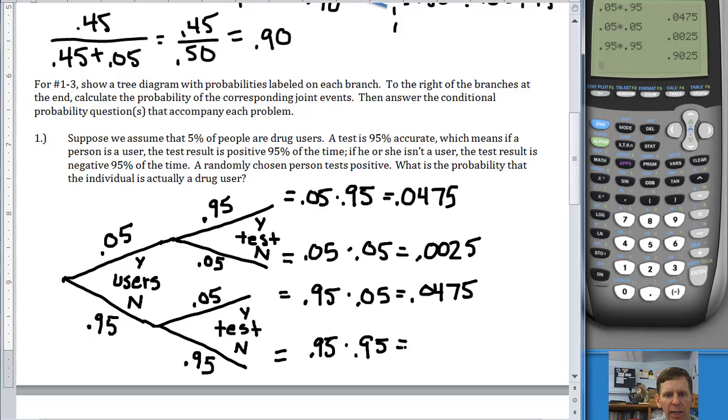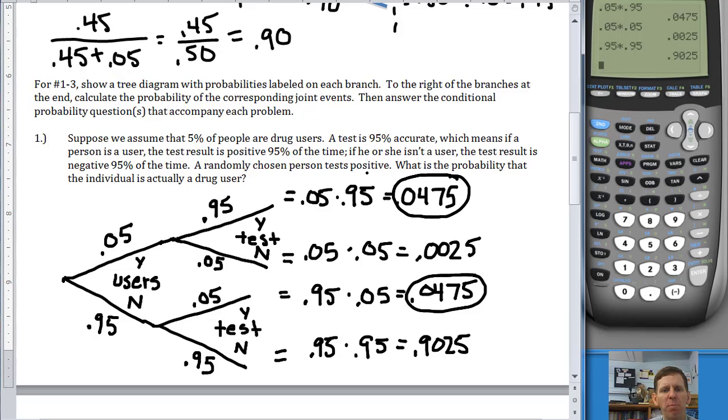So let's go about answering this question. A randomly chosen person tests positive. What is the probability that the individual is actually a drug user? Now, it doesn't say given, but this is what we're choosing from: out of the randomly chosen people that test positive. Well, who is testing positive? These people up here that are on drugs and tested positive, and these unfortunate people that are actually non-users but still tested positive. Out of these people, what's the probability that this individual is actually a drug user?